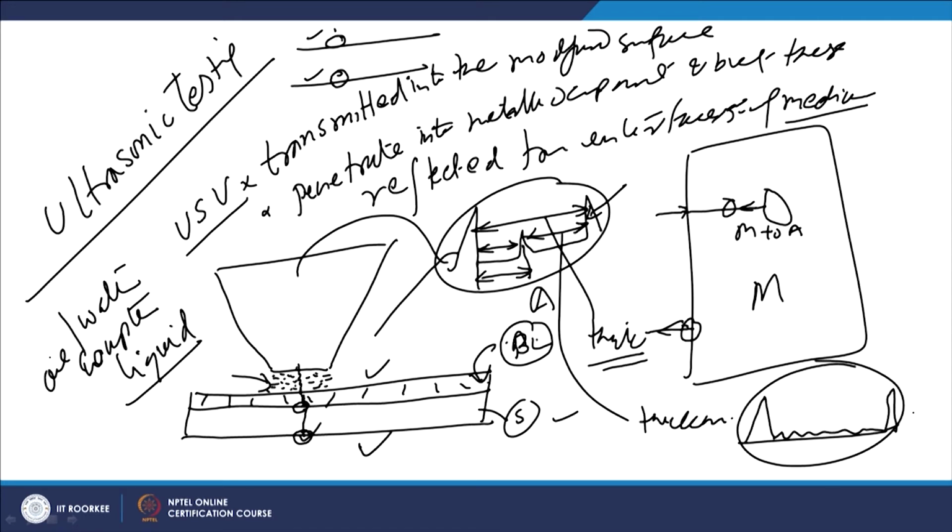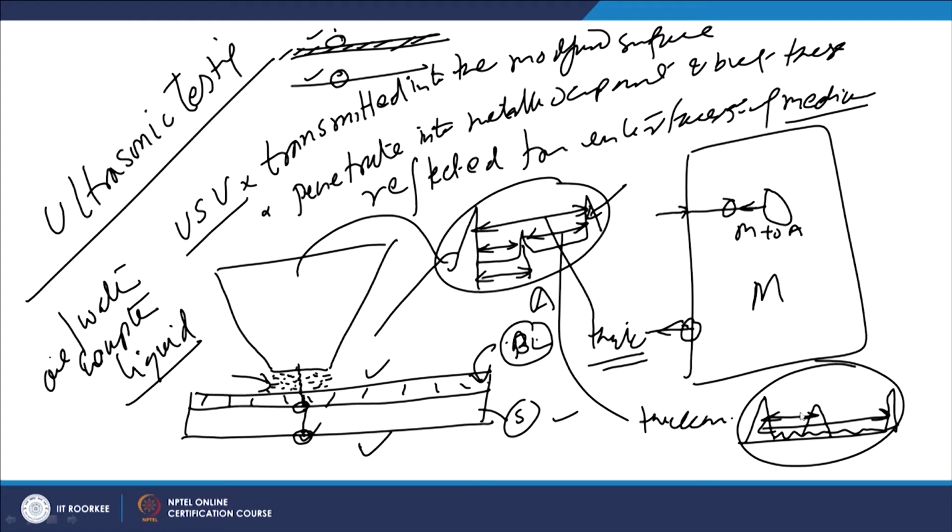These are the two strong peaks corresponding to the top surface and the bottom surface, and this distance will indicate the thickness of the substrate. But if we apply one coating like this, then again one interface will be formed and we will get an additional peak here, and that will indicate the thickness of the modified layer, or the layer of the material which is applied onto the surface of the substrate.